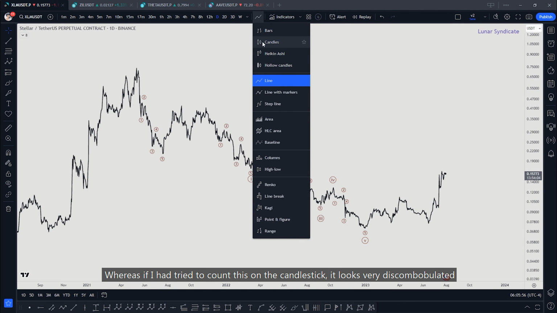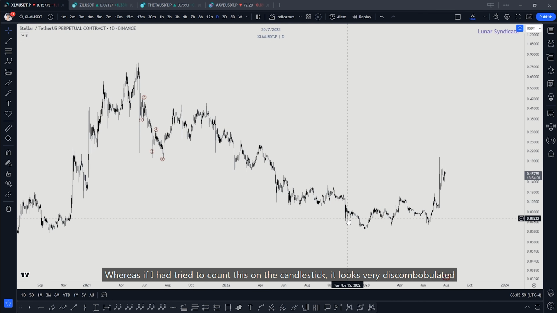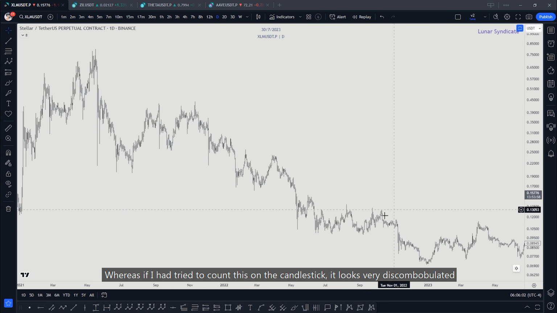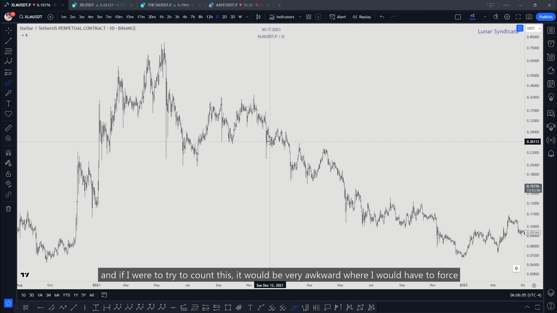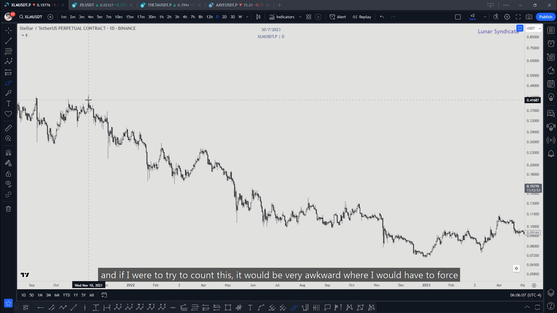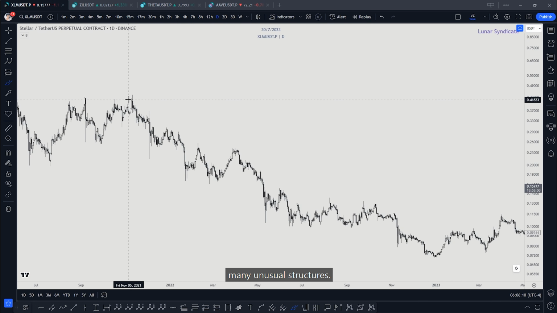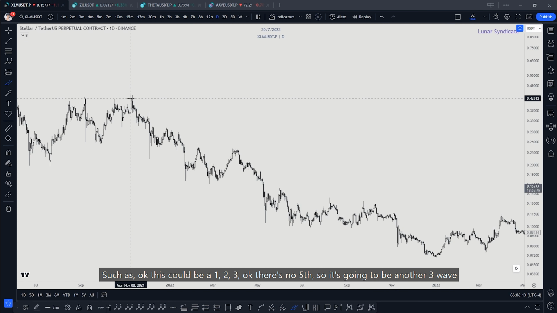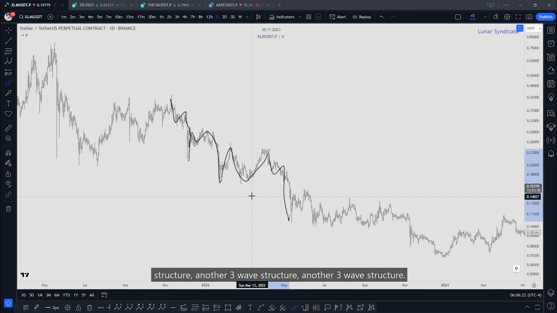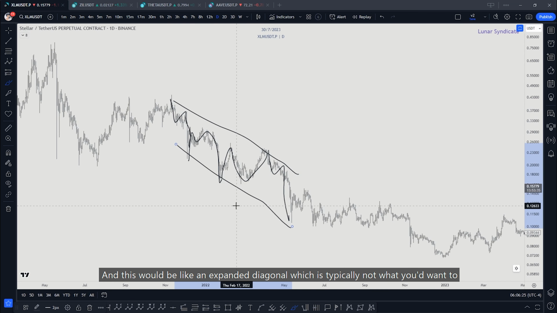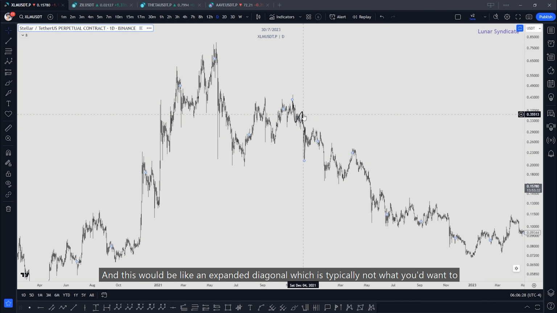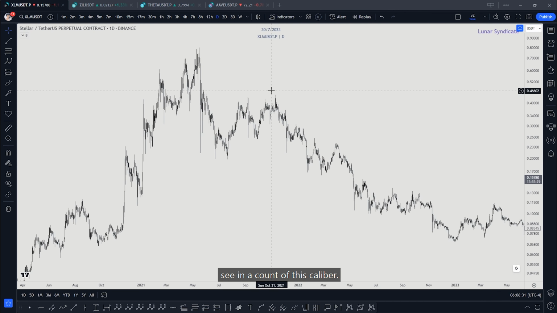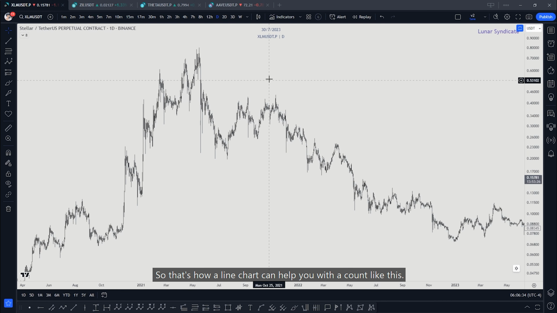Whereas if I had tried to count this on the candlestick, it looks very discombobulated, and it would be very awkward, where I would have to force many unusual structures, such as, okay, this could be a 1, 2, 3, okay, there's no 5th, so it's going to be another 3-wave structure, another 3-wave structure, and this would be like an expanded diagonal, which is typically not what you'd want to see in a count of this caliber.